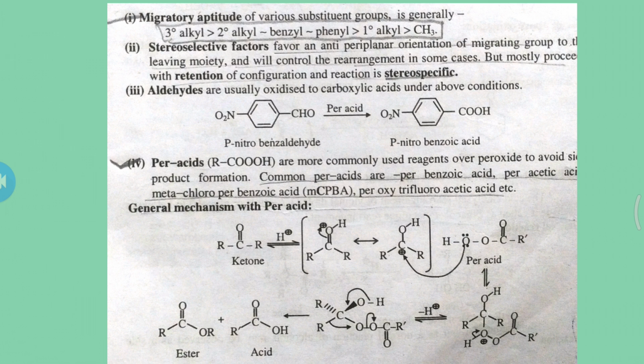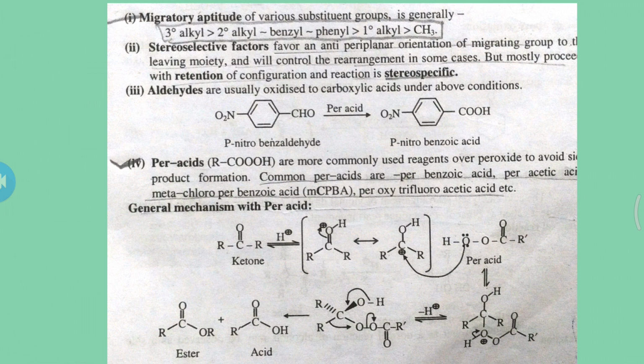So second, para-nitrobenzaldehyde reacts with peracid to form para-nitrobenzoic acid. So next, a ketone converts to an ester in the presence of peracid. This is the mechanism of the Baeyer-Villiger rearrangement reaction.